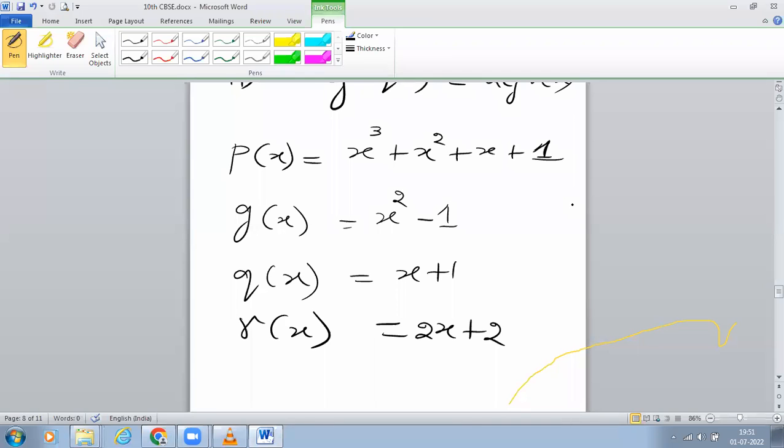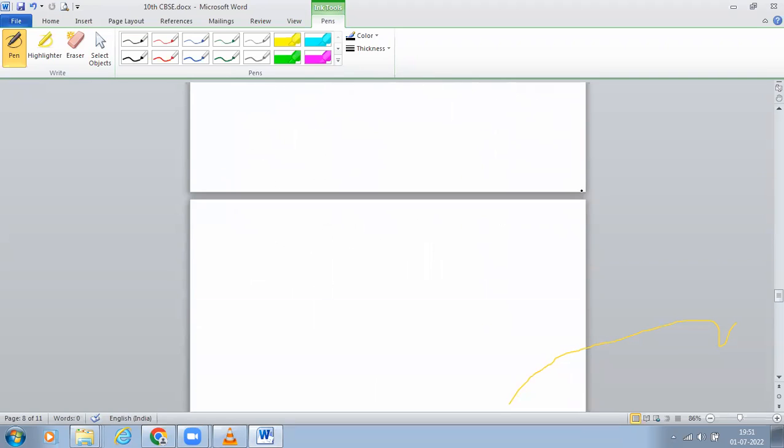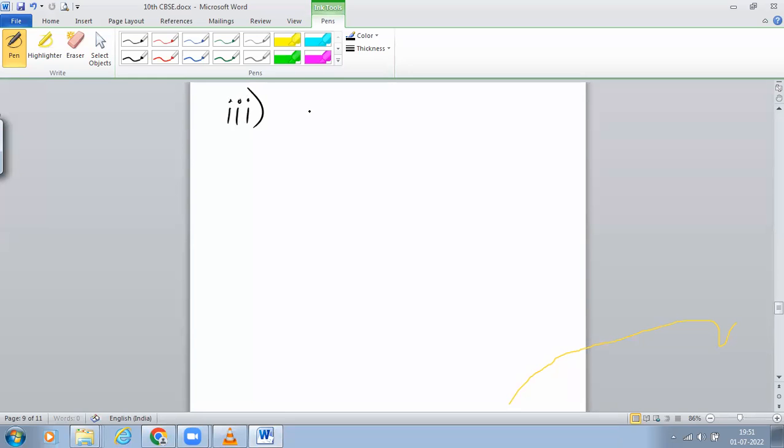In the third subdivision, what they have asked us to do is give examples for which the degree of remainder, that is r of x, is 0. The meaning of degree of remainder is 0 is that you have to get the remainder as a constant polynomial. For that, the third subdivision is r of x is equal to 0.